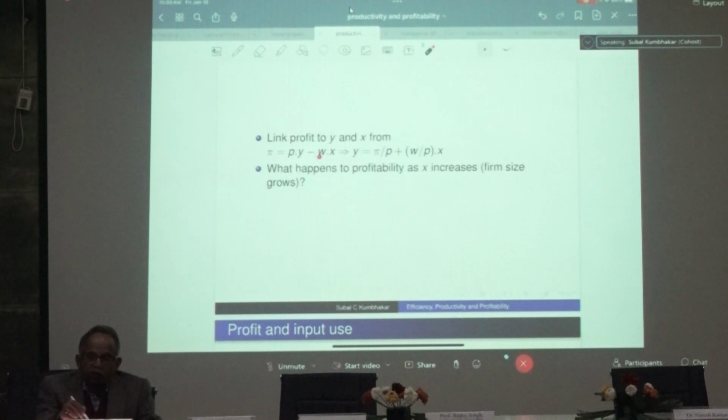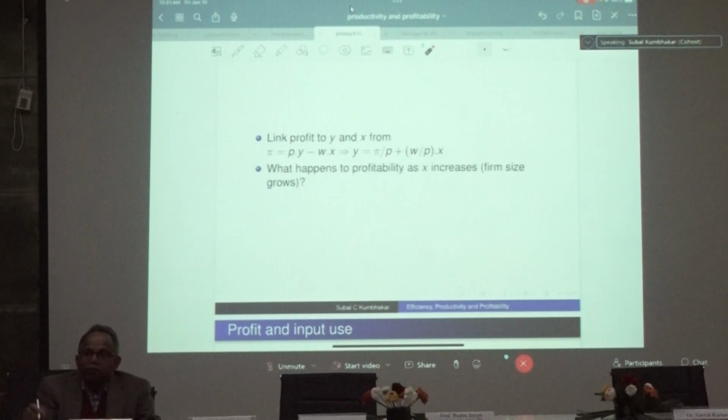Now I want to draw this relationship in the same graph. Remember, in the graph, in the vertical axis you have Y, and in the horizontal axis you have X. So I have to rewrite this equation in a way that I get Y on the left hand side and X on the right hand side. It's very simple. You divide both sides by P, and then move this to the other side. So Y is equal to pi over P plus W divided by P times X. This is one line of algebra. Now it relates Y with X, so I can draw the graph.